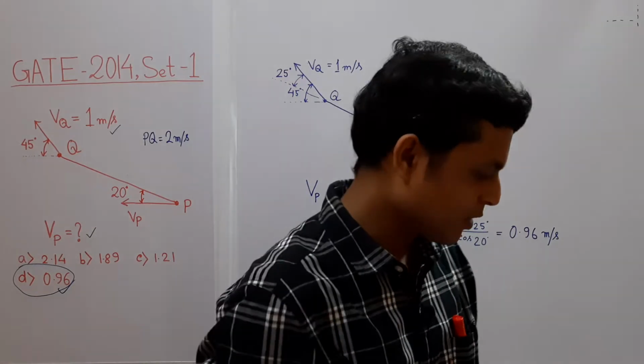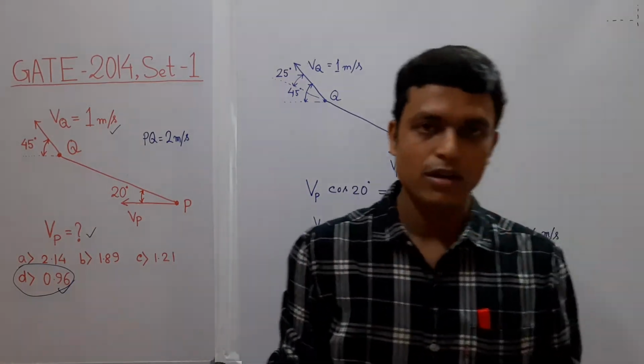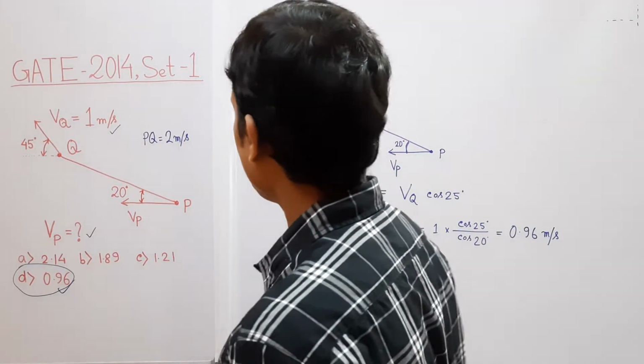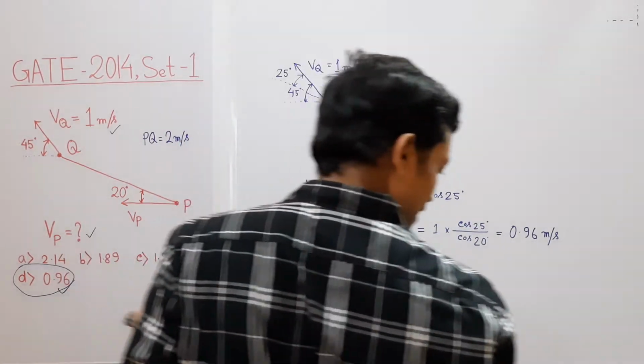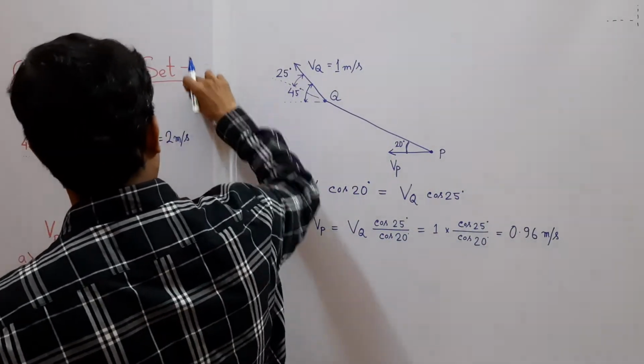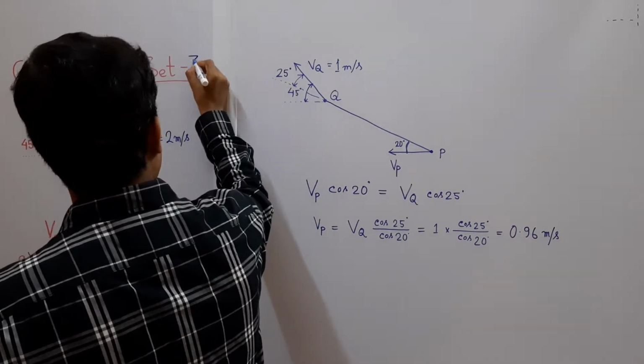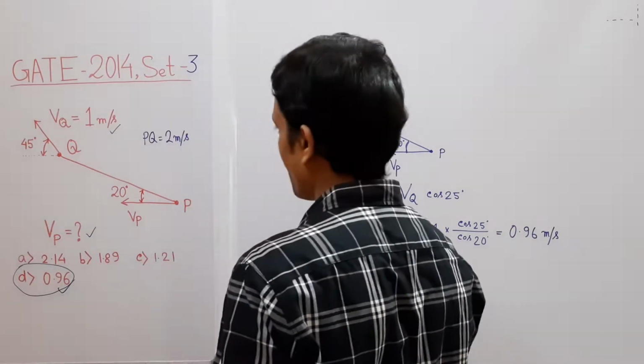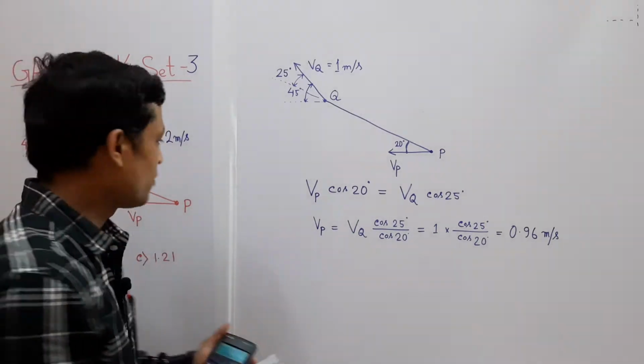So we have solved this problem. So let us solve another problem. That is also from GATE 2014, but set 3. This is from set 3. So let me describe the problem first.